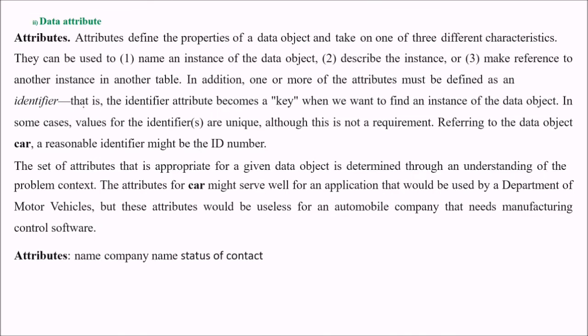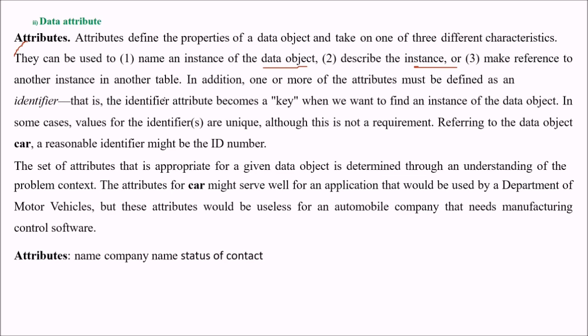Data attributes. What are data attributes? We have seen the data object. Attributes define the properties of a data object and take on one of three different characteristics. They can be used to name an instance of the data object, describe the instance, or make reference to another instance in another table. In addition, one or more of these attributes must be defined as an identifier.